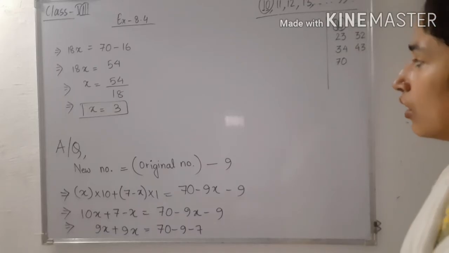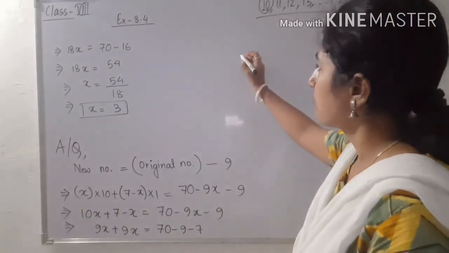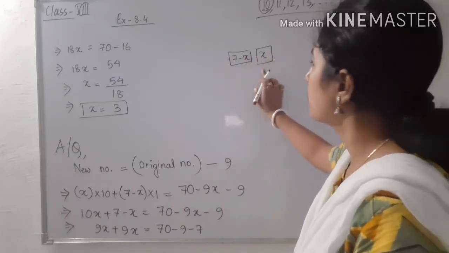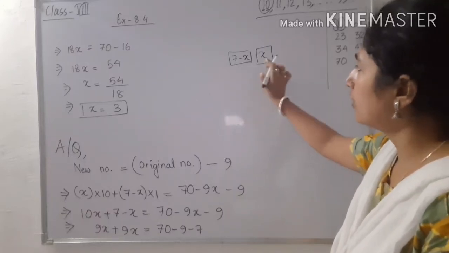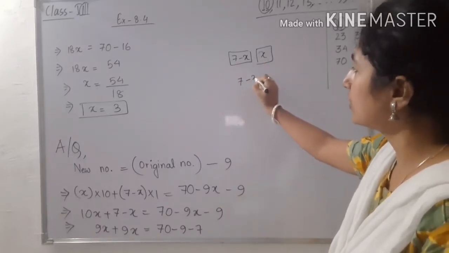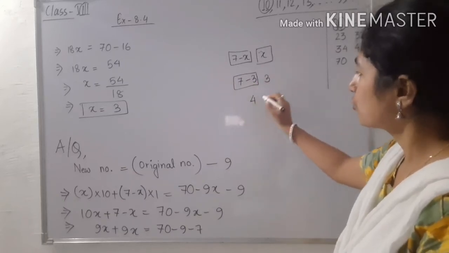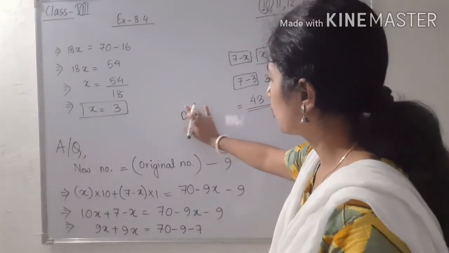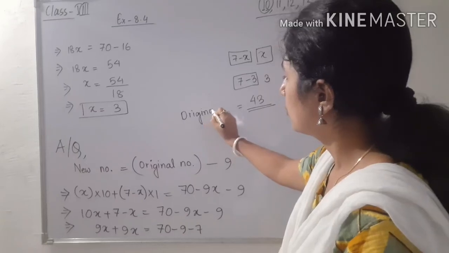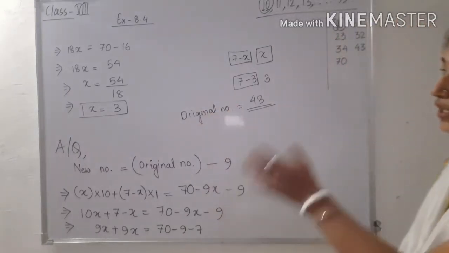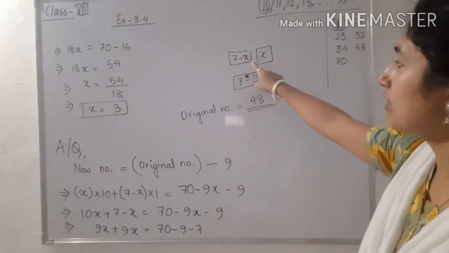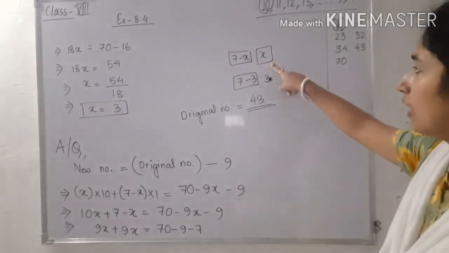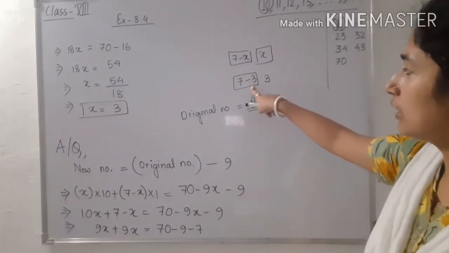So what was our original number? Our original number had x in the ones place and 7 minus x in the tens place. So in place of x you have to write 3, and the tens place will be 7 minus 3, which is 4. So our number will be 43. This is our original number. I already rubbed out that part, but the original number had x in the ones place and 7 minus x in the tens place. So in place of x you write 3, and that means 43.